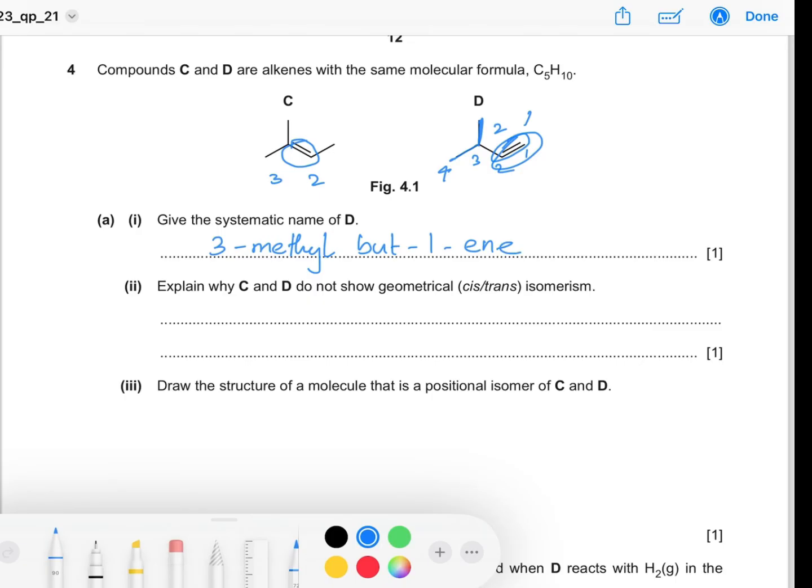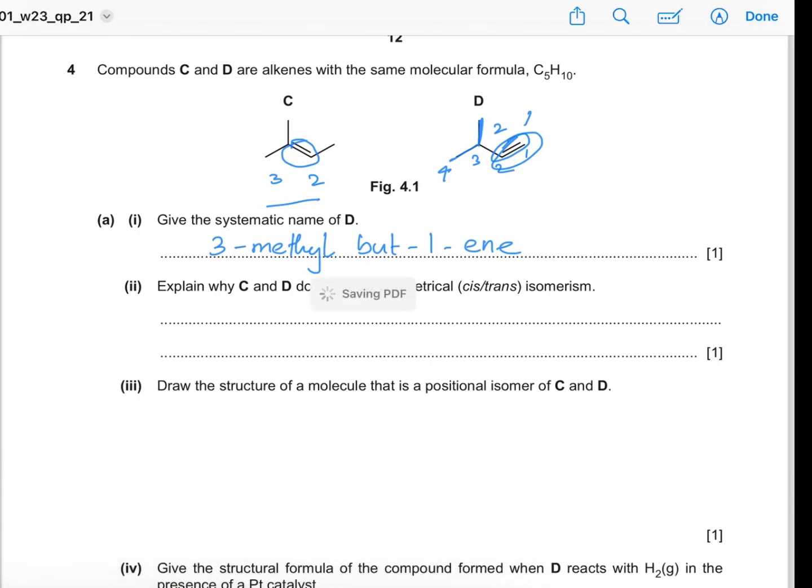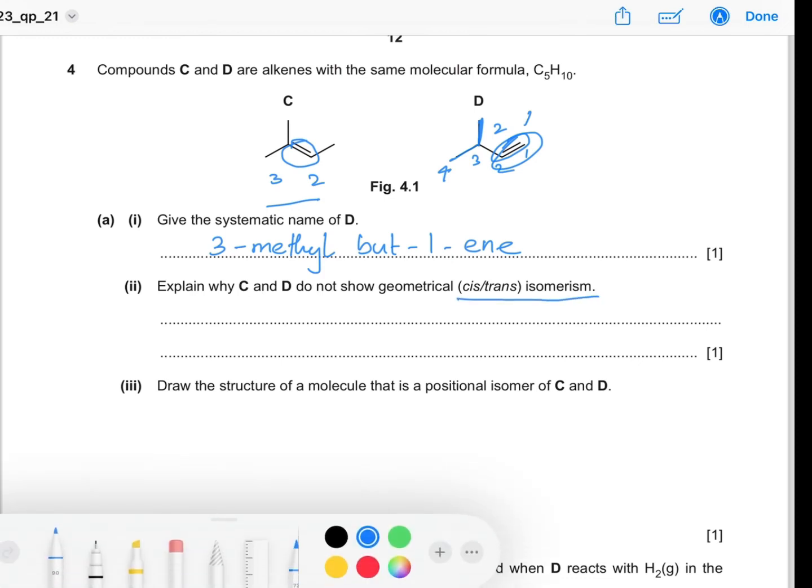As for C, you have the carbon-carbon double bond between second and third carbon atoms. So this would be 3-methyl but-2-ene. Part 2. Explain why C and D do not show geometrical or cis-trans isomerism.